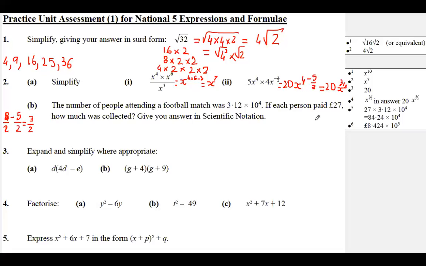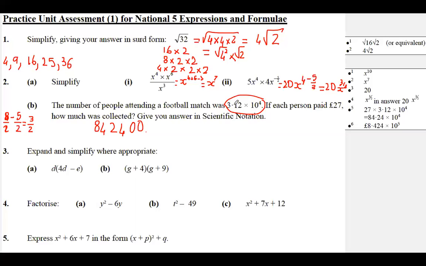Yeah. So remember the question: give your answer in scientific notation. So what we said was to give an answer in scientific notation, this is the scientific notation style that we expect you to give your answer in. So you just write 842,400. So that's 842,400 pounds. Now you put your decimal point there.